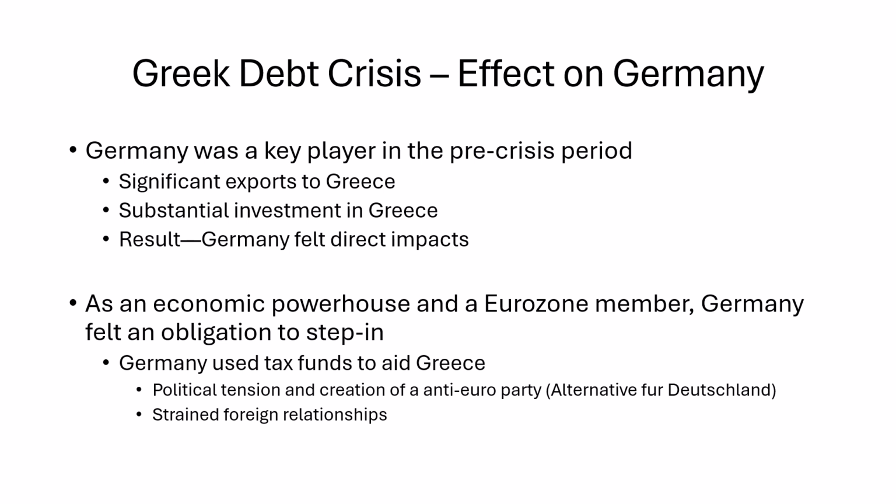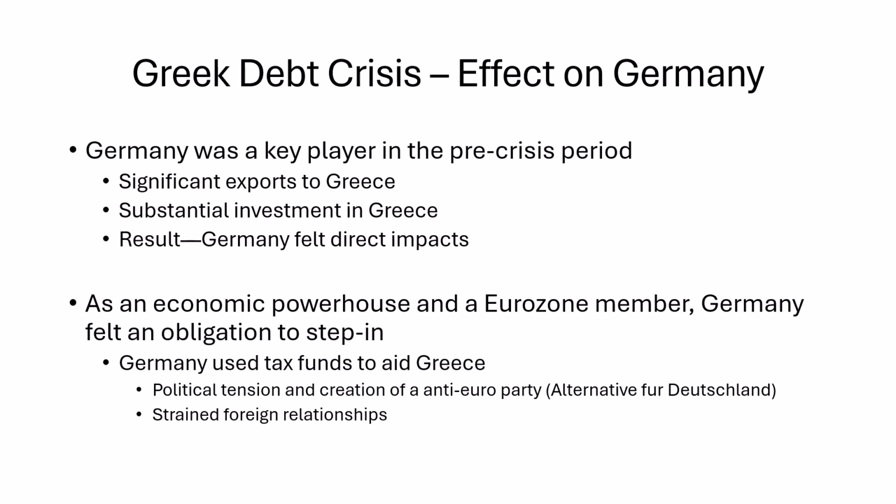Germany was a key player before this crisis. They had a lot of exports to Greece. They invested a lot in Greece. And so Germany felt the direct impacts on Greece. Now, remember what we said before, that the adoption of the euro increased trade within the Eurozone by 5 to 15%. So that meant that Germany was trading a lot more with Greece than it would have if it had not adopted the euro.